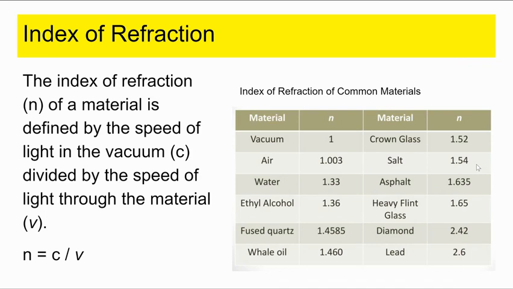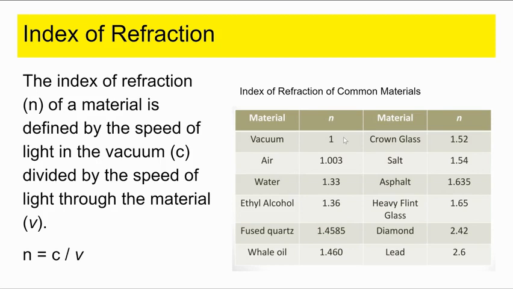So index of refraction, lowercase n, is defined by the speed of light in the vacuum, which is lowercase c, constant speed of light being 300,000 kilometers per second, divided by the speed of light through the material, lowercase v. So our index of refraction value can be calculated by dividing the constant speed of light by the speed of the light through the material.